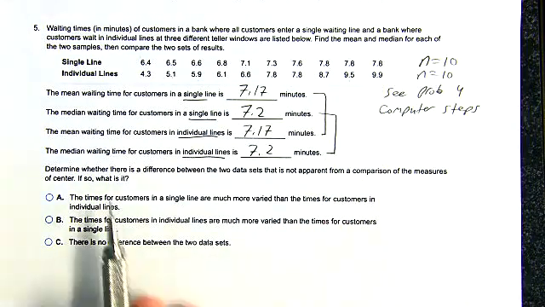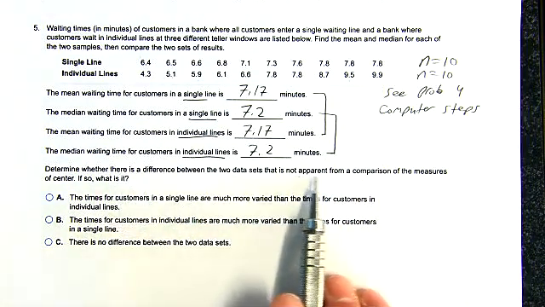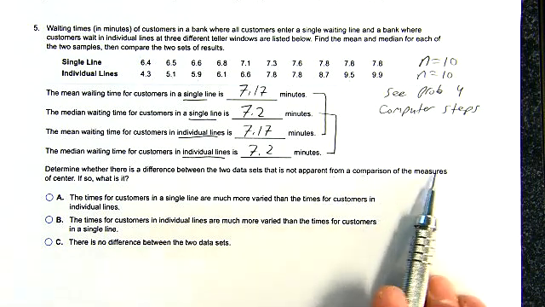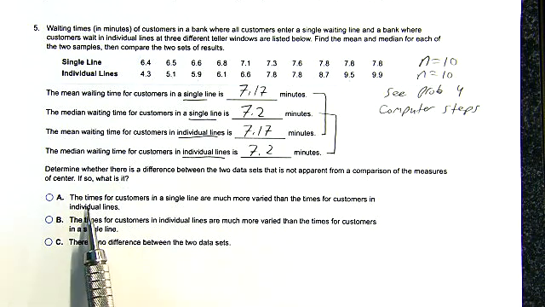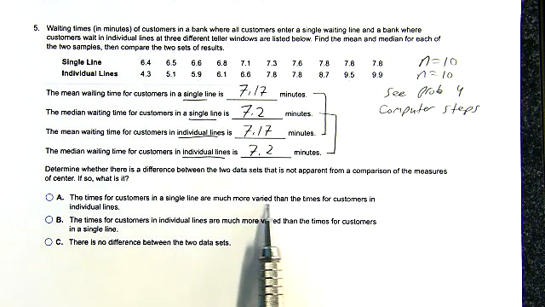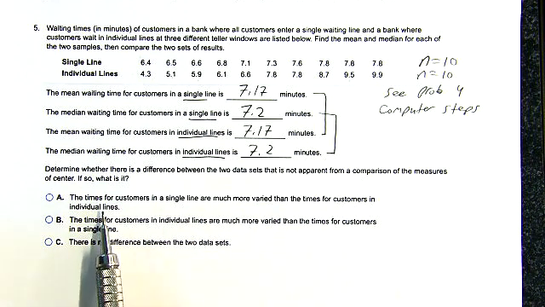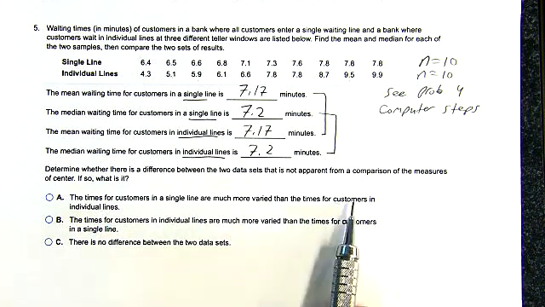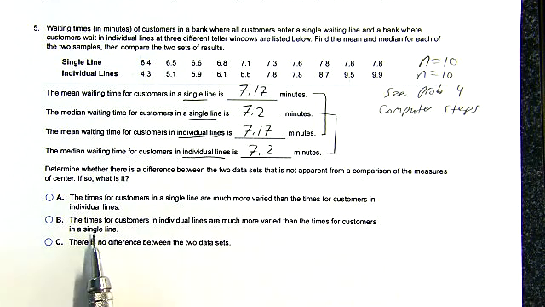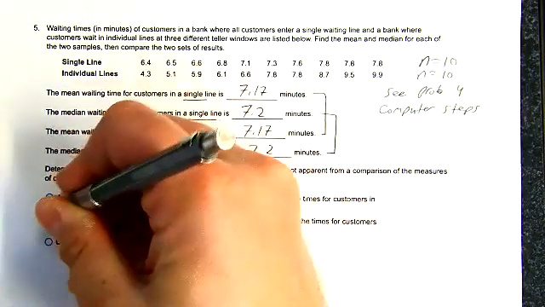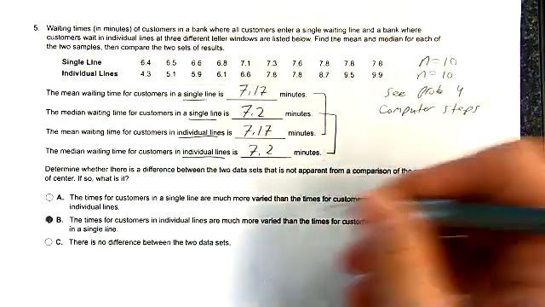So let's see. Determine whether there is a difference between the two data sets that is not apparent from a comparison of the measures of center. The times for customers in a single line are much more varied than the times for customers in individual lines. That says the opposite of what's true. The times for customers in individual lines are much more varied than the times for, yep, B's right. So much more varied is what we call that.